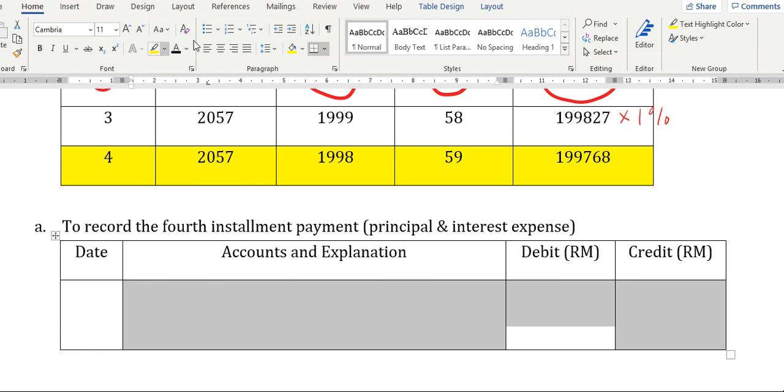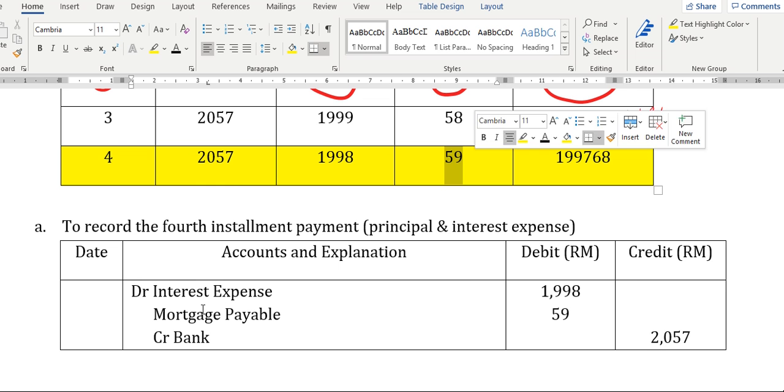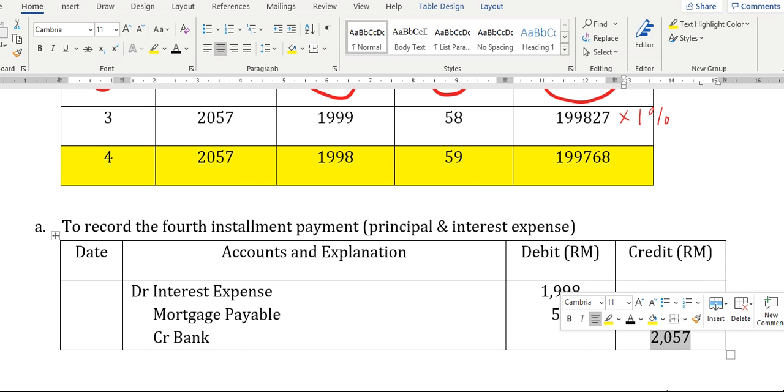You are paying for 2,057. So that means I will debit interest expense with the amount of 1,998 ringgit, and then I am paying for the principal as well. The principal of the mortgage is 59 ringgit. So all this brings you to 2,057.